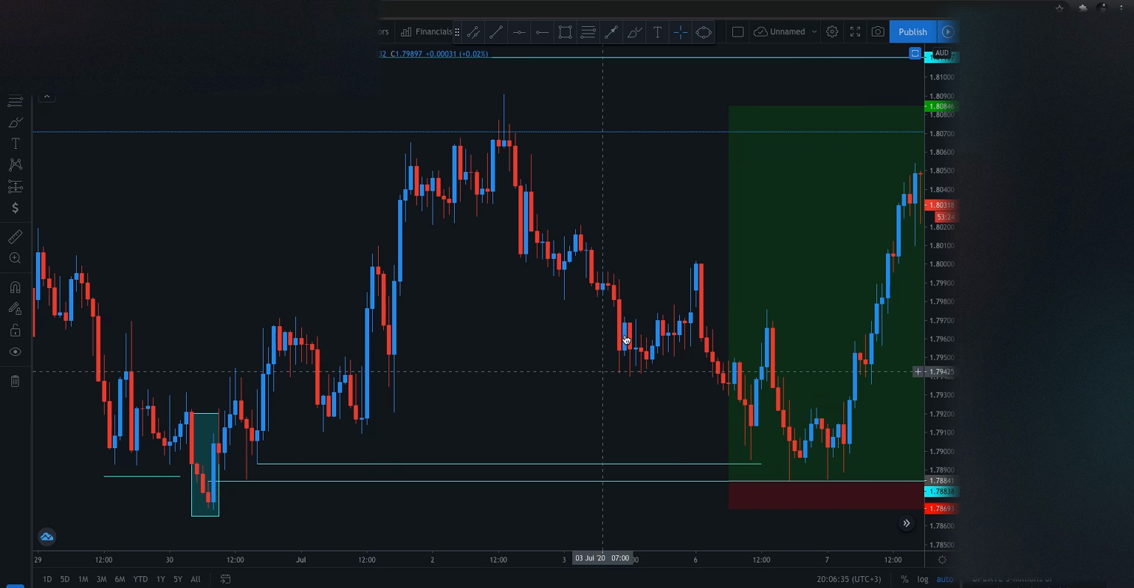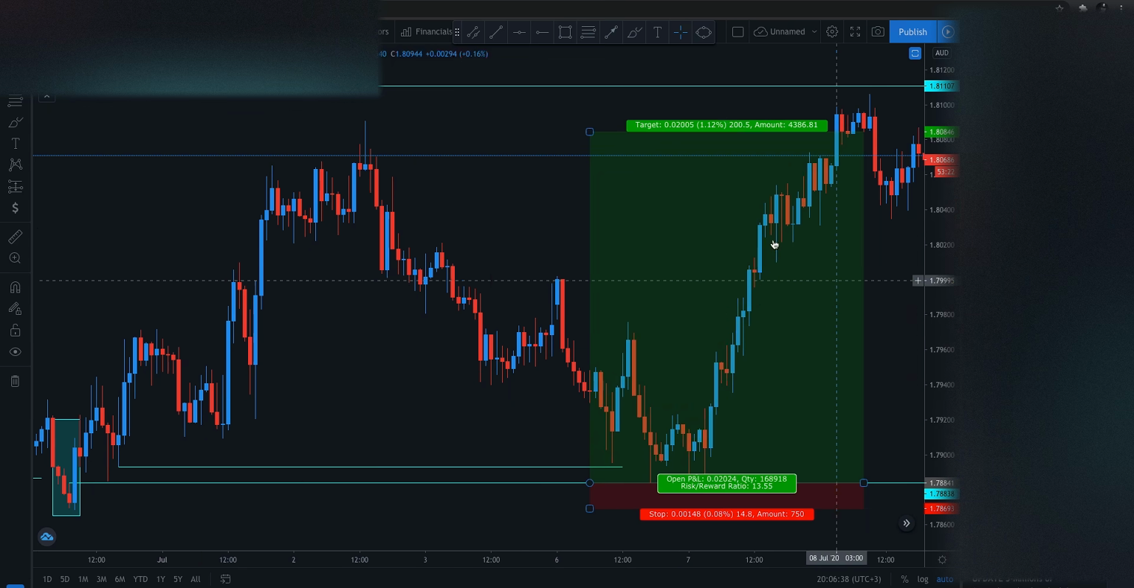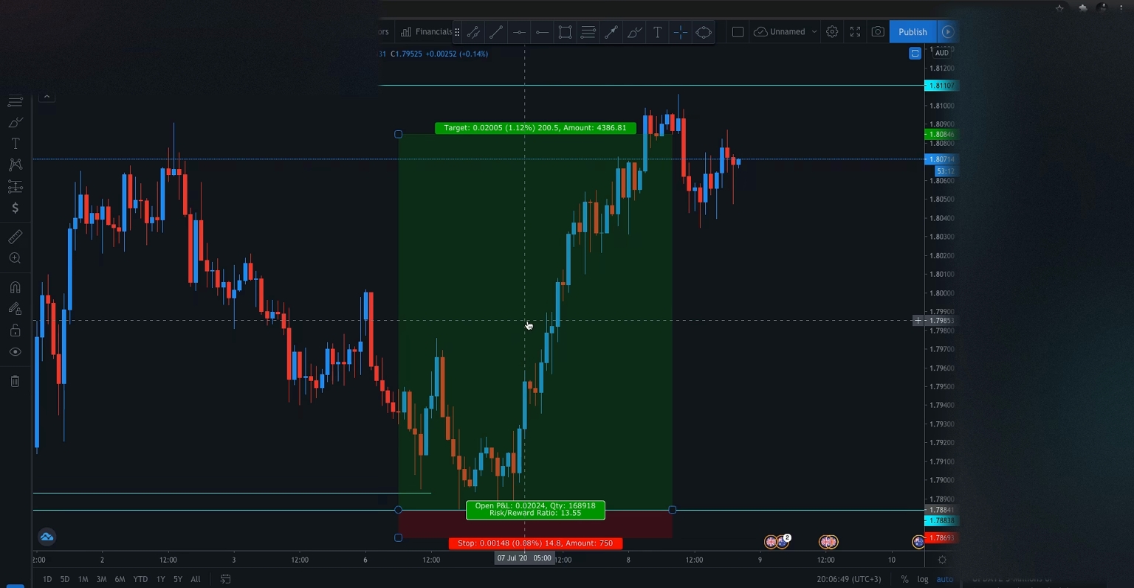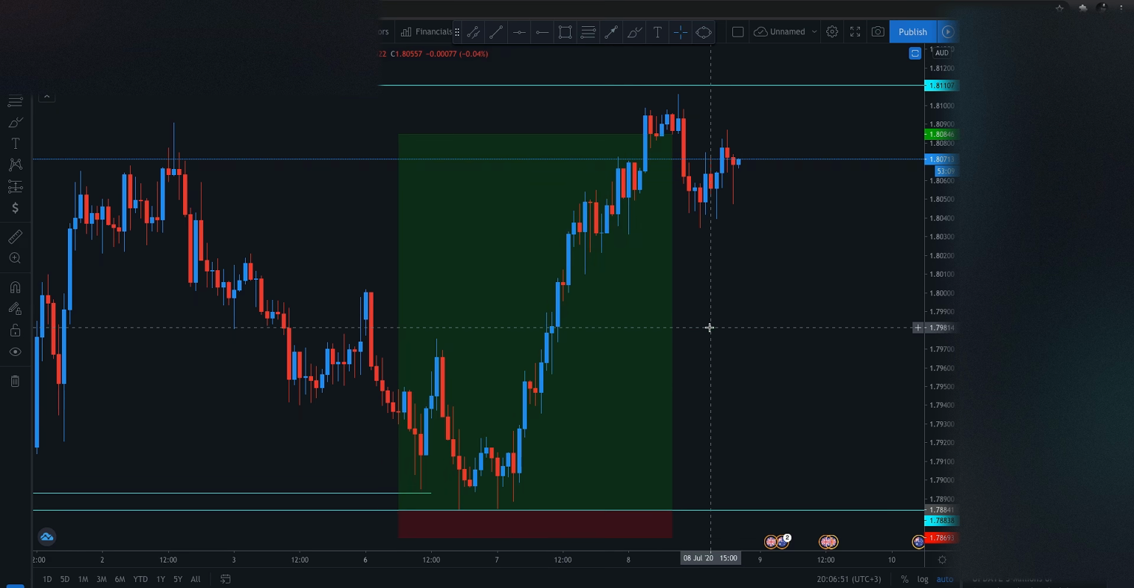This kind of trade is what I love the most. And this was a 200 pip trade, guys. 200 pips, and the risk to reward is 13 to 1 with only a 15 pip stop loss. That is what I wanted to tell you guys.